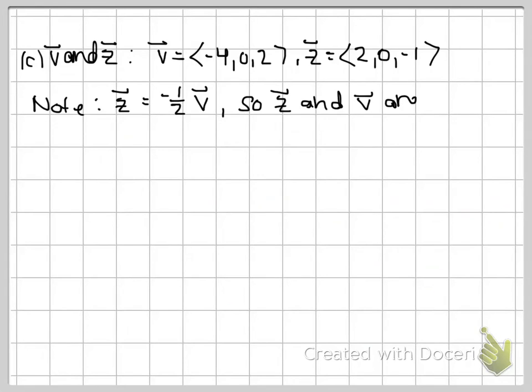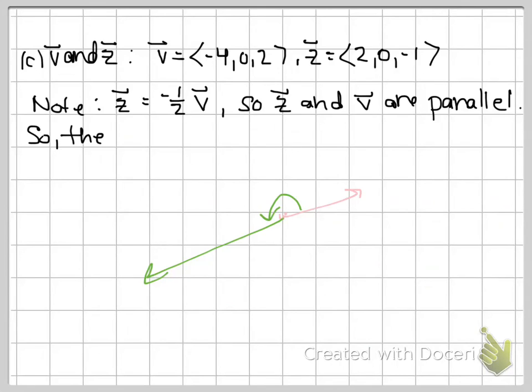So if you have two vectors that are parallel in opposite directions, what does that mean about the angle between them? So if this were v and this were z, the angle between them is going to be pi, 180 degrees.